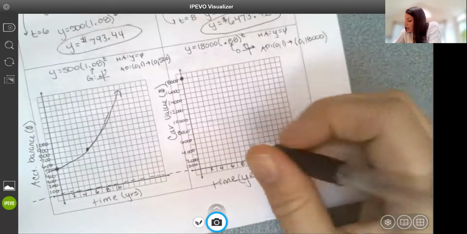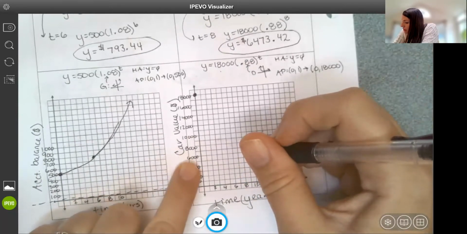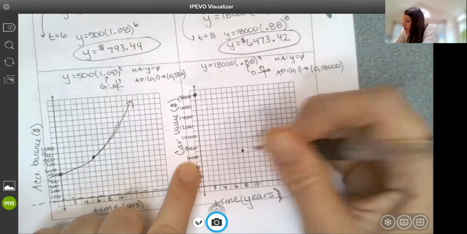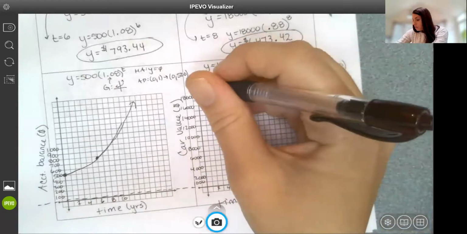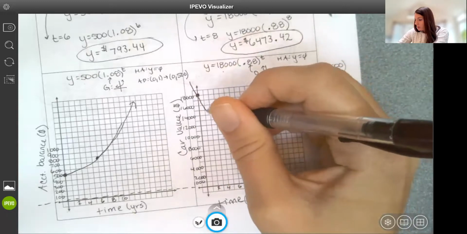$6,473. So after 8 years, here's my 6,000. I'm somewhere between 6,000 and 7,000. So maybe I'm just here, just to kind of give me another point. So again, it's not going to be like steep decay here. It's 12%. Draw in as best I can.